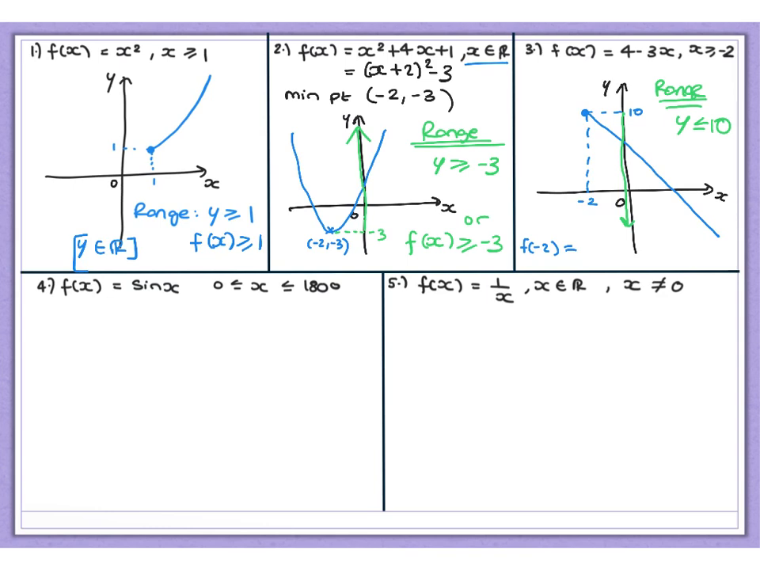Example 4, f of x equals sine x. So we should all know the shape of the sine function.